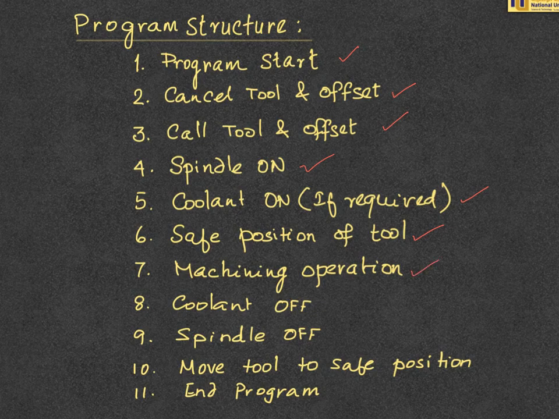start machining the given object. Once the machining is completed, send the tool to the safe position, switch off the coolant, switch off the spindle, move the tool to the safe position, and end of the program. So this is how the sequence works out. You will start the program, cancel the tool offset, then call the tool, spindle on, coolant on, safe position of the tool, machining operation, then coolant off, spindle off, and then move the tool to the safe position and end the program.